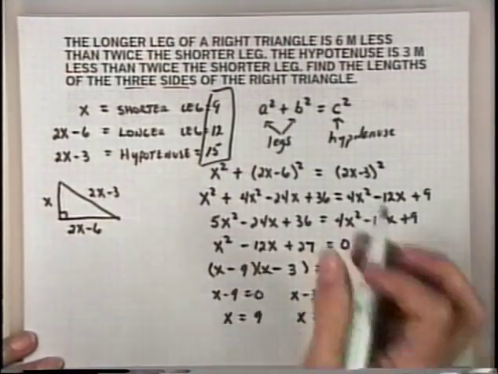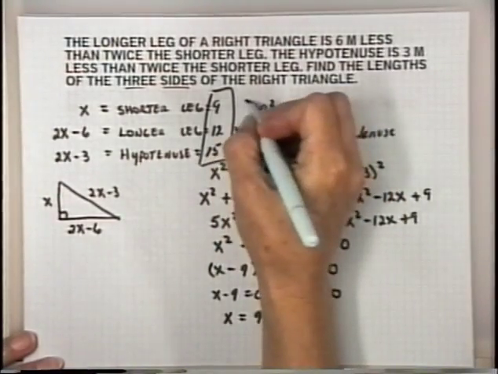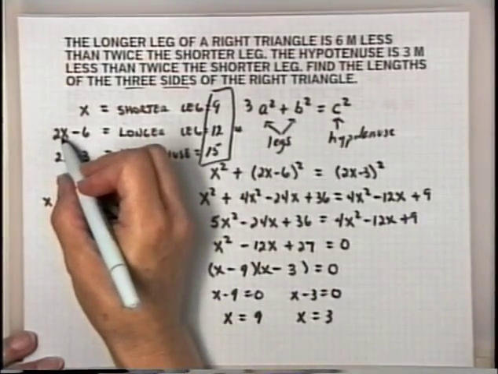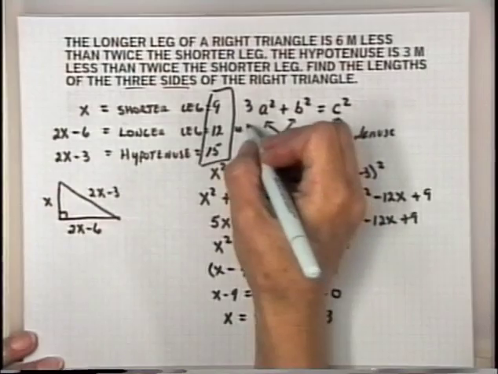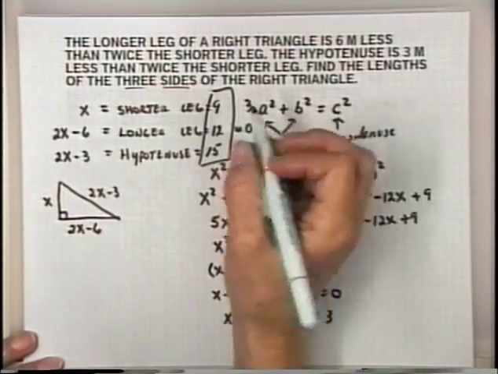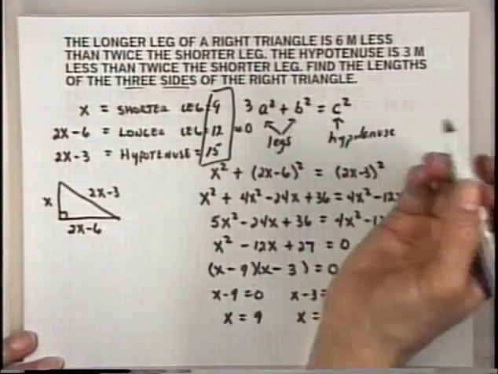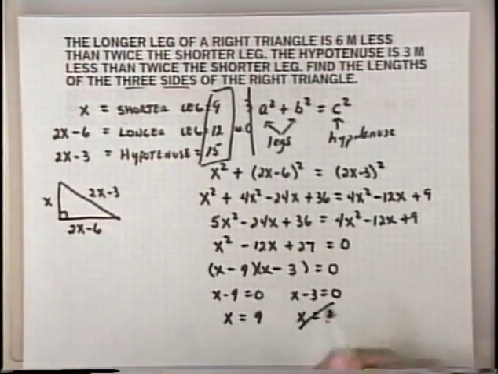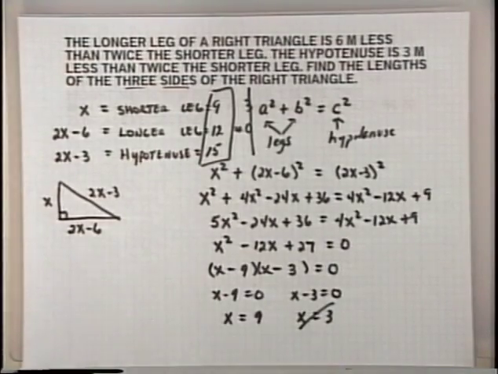Now let's look at our second choice for x. If x is 3, 2 times 3 is 6, subtract 6 is 0. Can our longer leg be 0? No, that doesn't make any sense, does it? So this x equals 3 is not going to work as a possible solution.